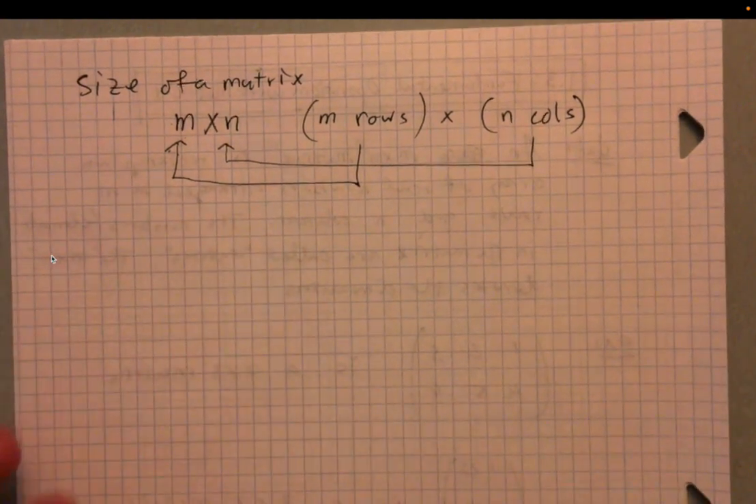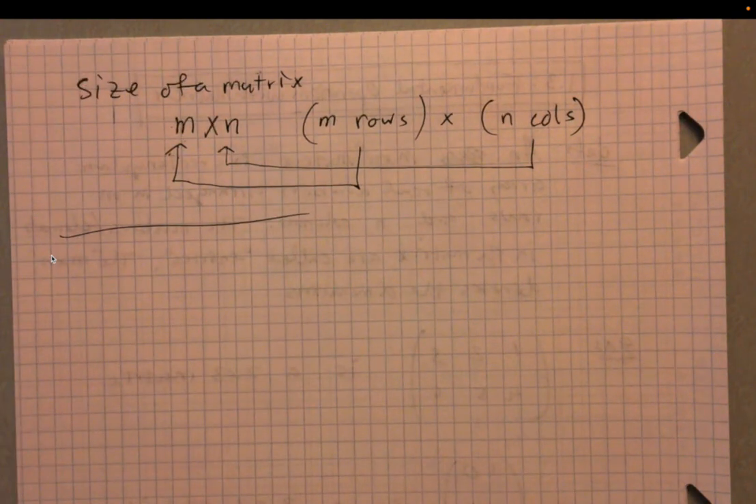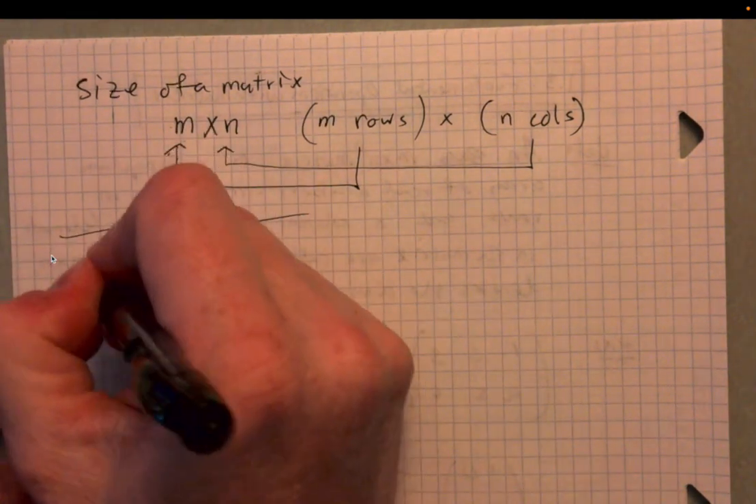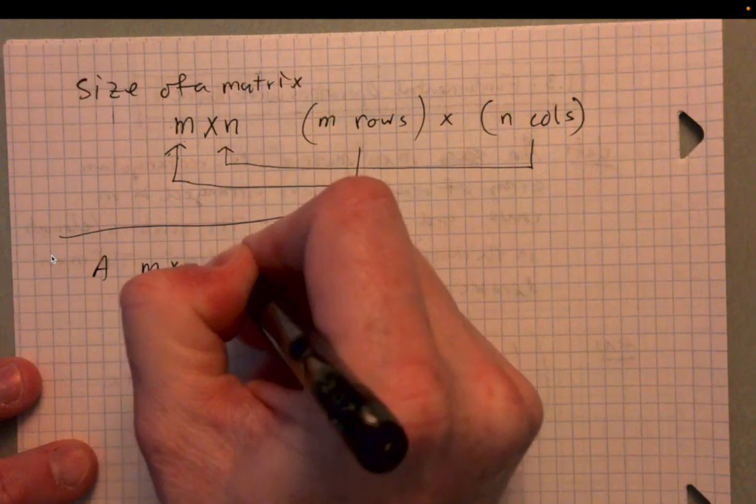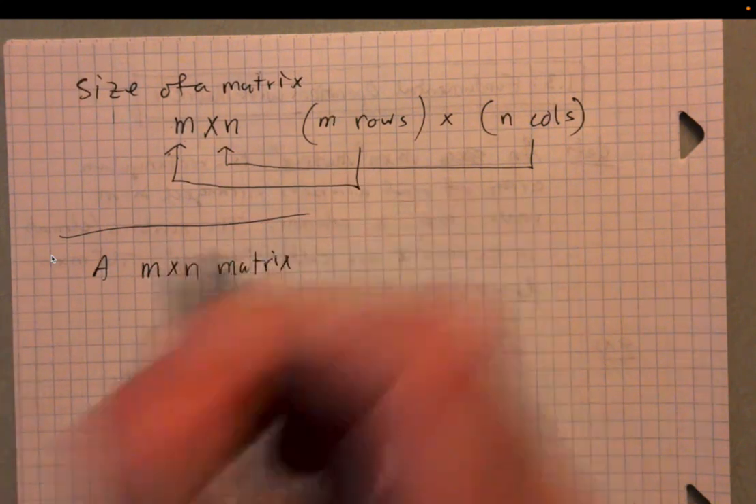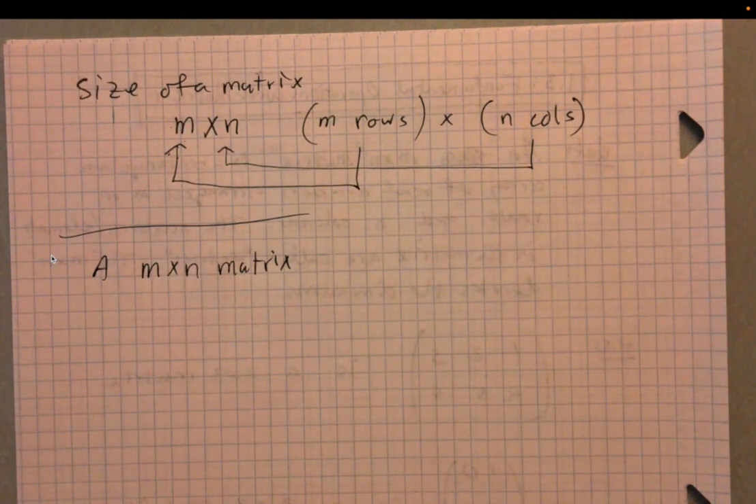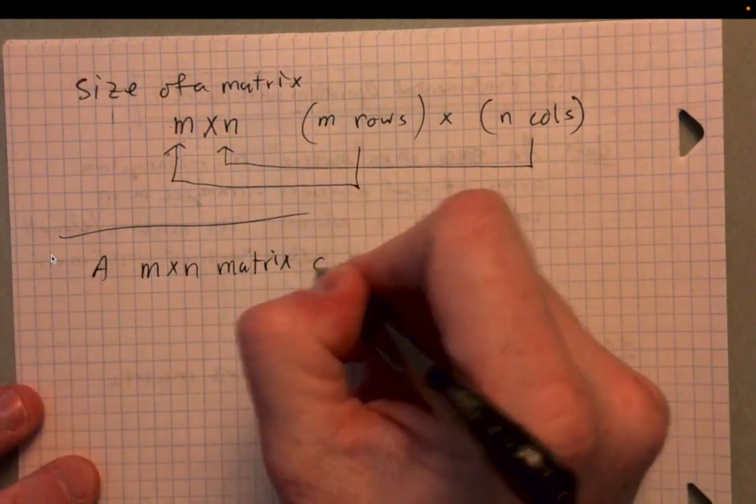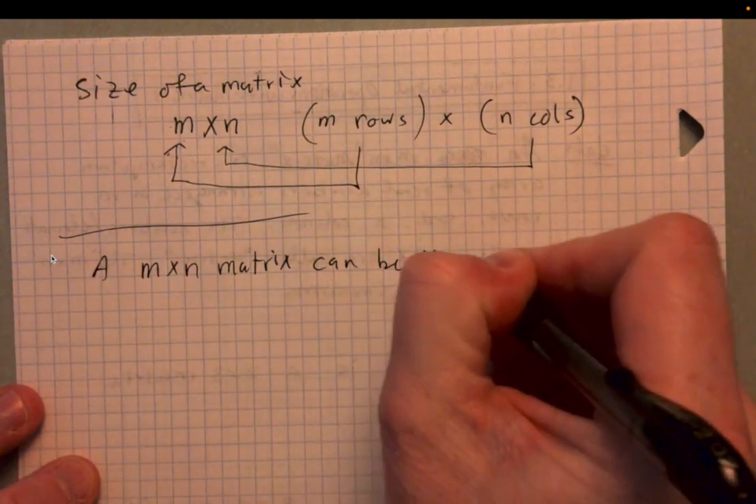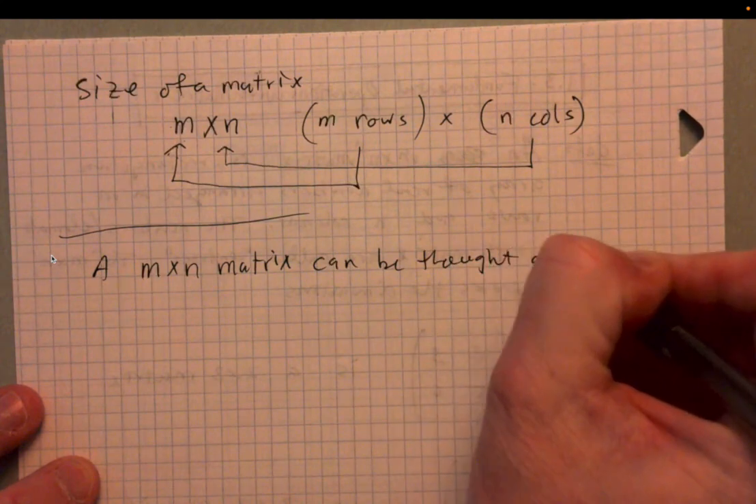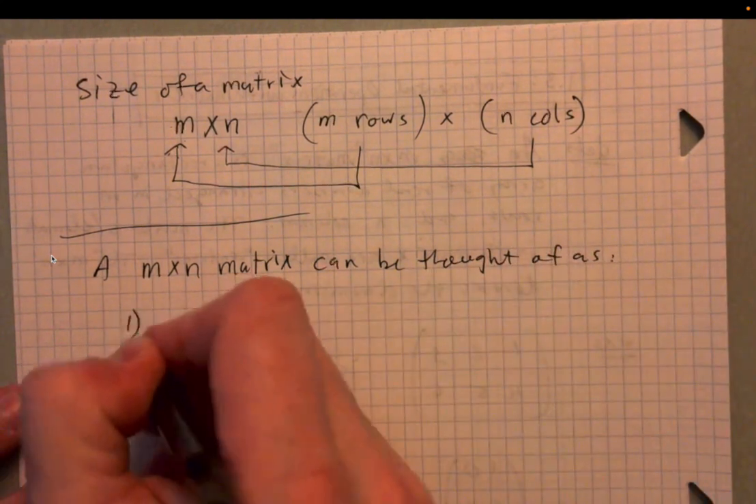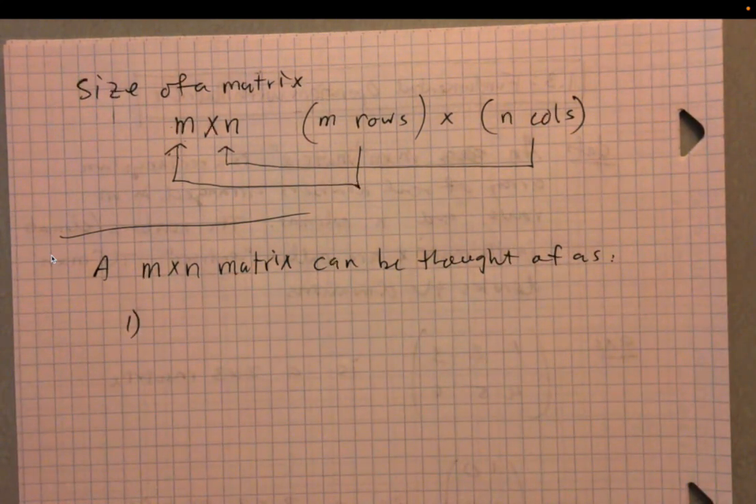Something else to think about: if you have an m by n matrix, you can think of it in terms of vectors. So an m by n matrix can be thought of, first, as a collection of m row vectors.